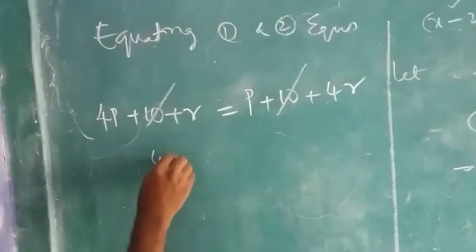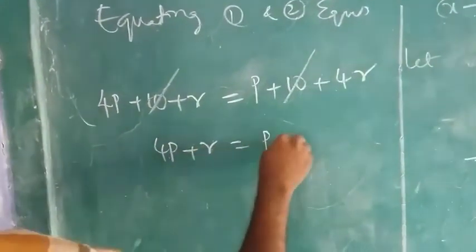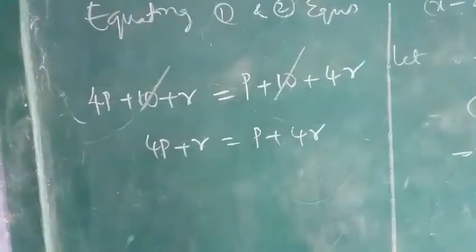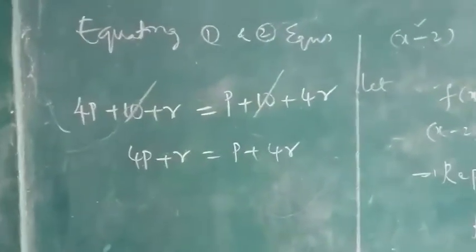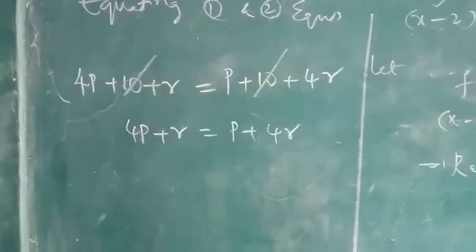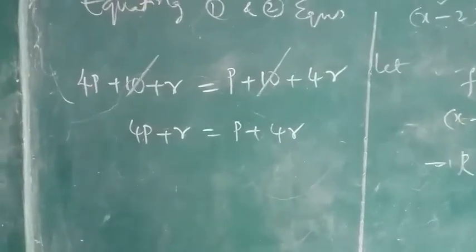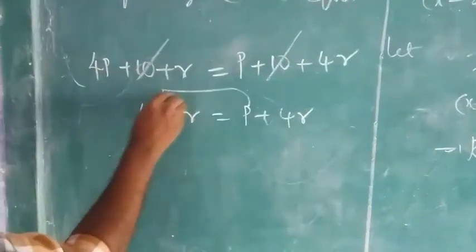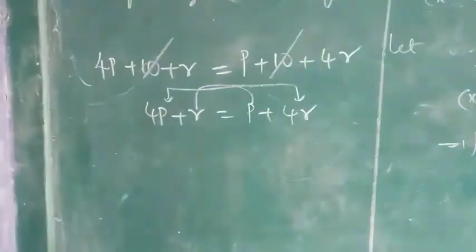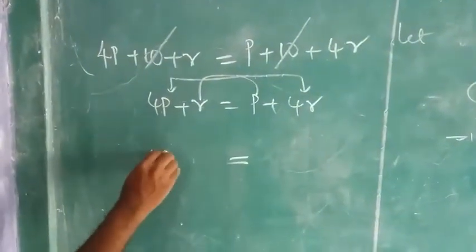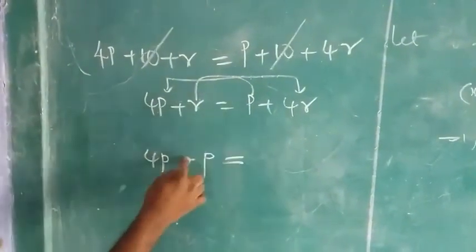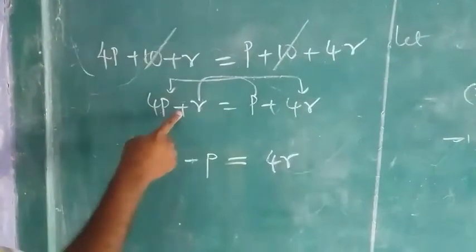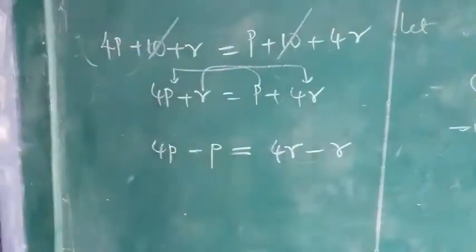Now what's left? 4p plus r is equal to p plus 4r. If any step you are not able to understand, children, once again you watch the video and try to understand. Now take p together and transfer r to that side. That is 4p minus p. And what is here? 4r. Transpose plus r, minus r.